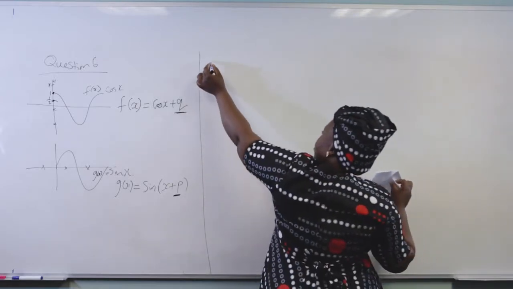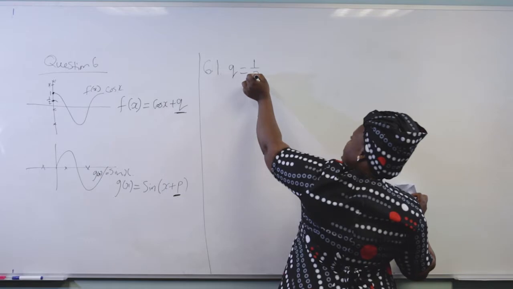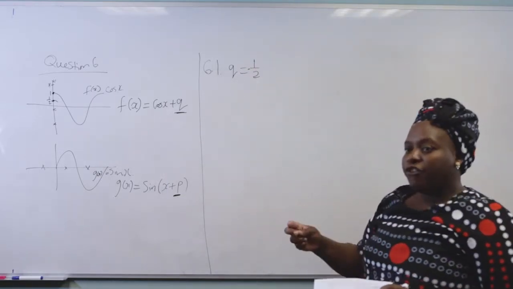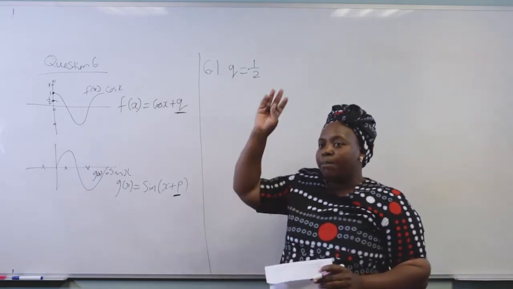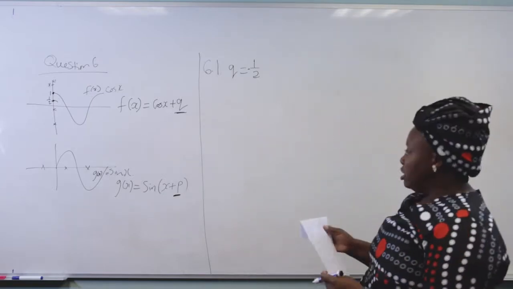So that is one of the solutions, 6.1. q is equal to negative 1 over 2 because it shifted half a unit down. If it shifts half a unit up, or any other unit up, we use a positive. Now it's down, so we use negative.